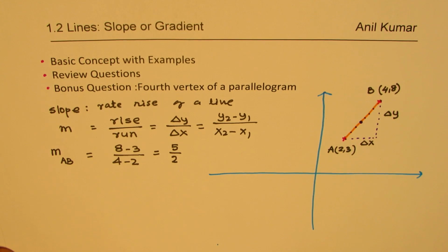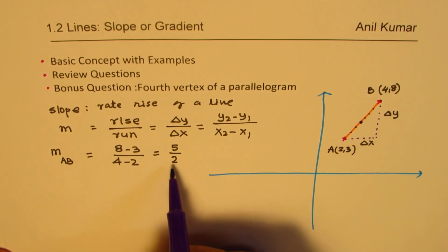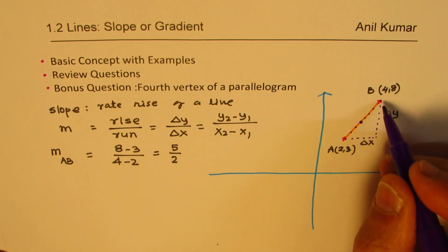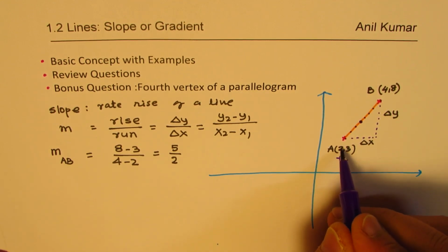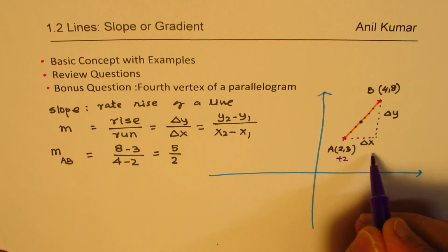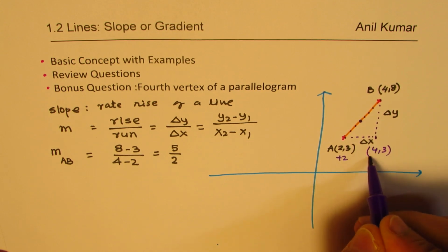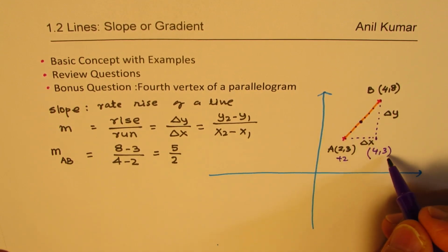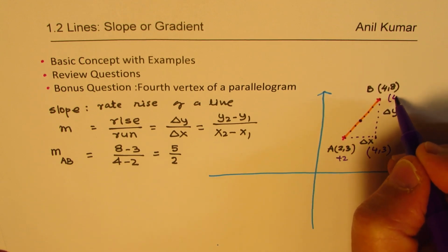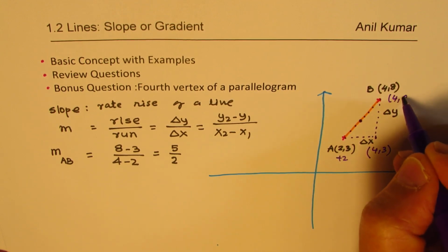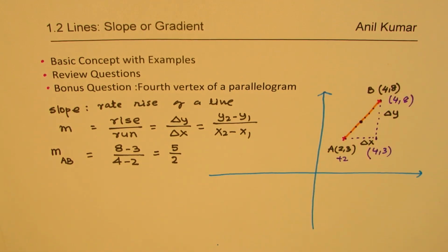That really means that if I move 2 units to the right, then I move 5 units up, right? So do you see it makes sense? If I add 2 to 2, then where do I reach? I reach this point, which is (4, 3), correct? Now, from here, if I add 5, I reach here, right? 3 plus 5 is 8. Do you see how we reach that point (4, 8)? That's another way of saying it.